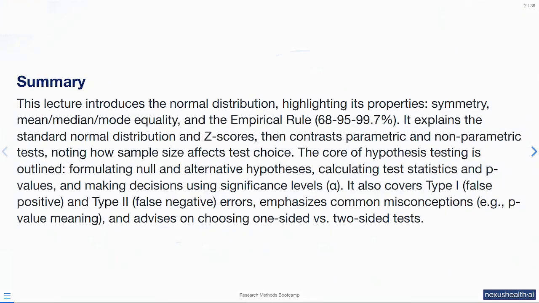It explains the standard normal distribution and z-scores, then contrasts parametric and non-parametric tests, noting how sample size affects test choice. The core of hypothesis testing is outlined. Formulating the null and alternative hypothesis, calculating test statistics and p-values, and making decisions using significance levels. It also covers type 1 and type 2 errors. We emphasize common misconceptions, for example, what the p-value actually means, and advice on choosing one-sided versus two-sided tests.